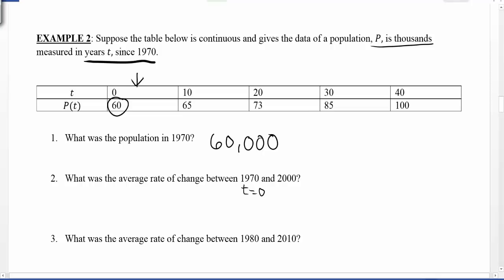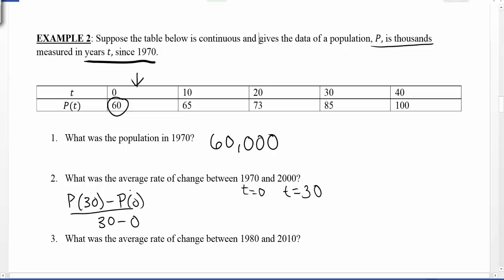And 2000 is going to correspond to t equals 30, because it would have been 30 years since 1970. So that means when we plug this into our formula, our a and our b are going to be 0 and 30. Up until this point, the way we've used our formula is with f of b minus f of a over b minus a, because we were using the generic f of x. Here our function is p of t, so we can adapt our formula just a little bit. We'll do p of 30 minus p of 0 over 30 minus 0.